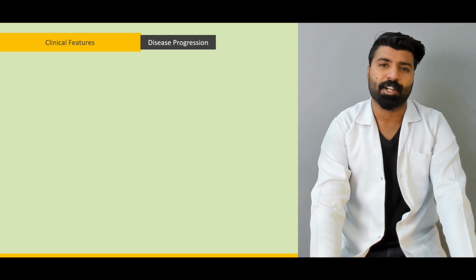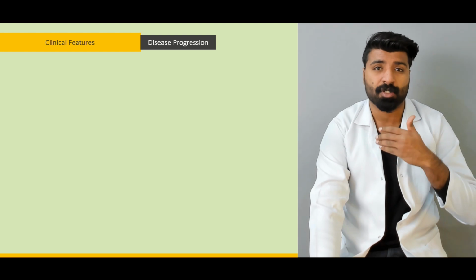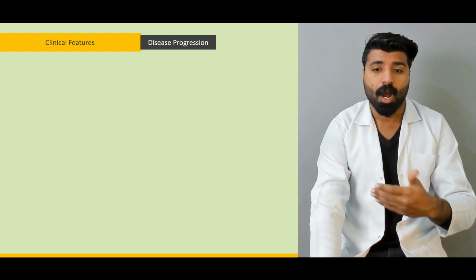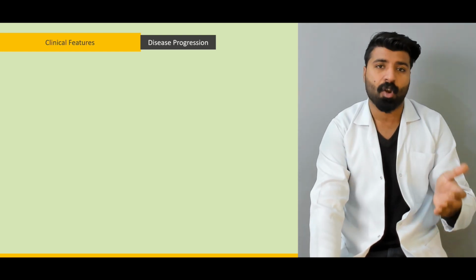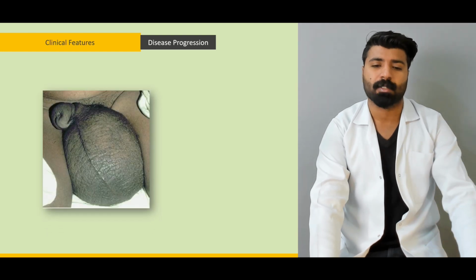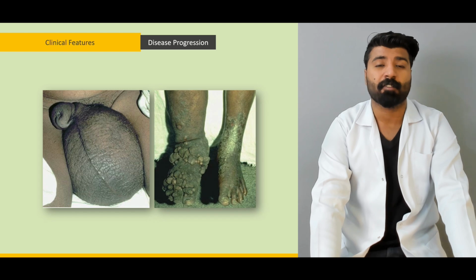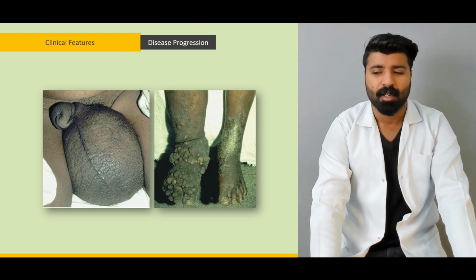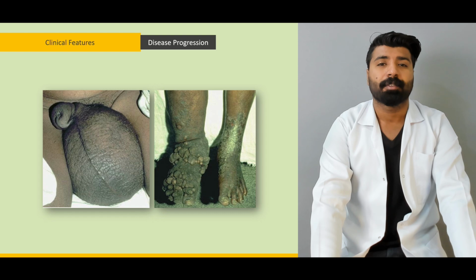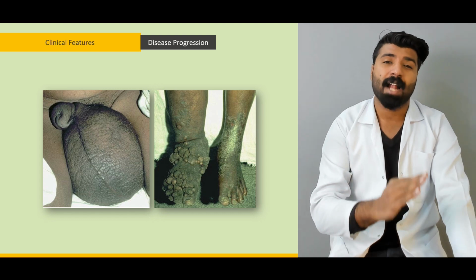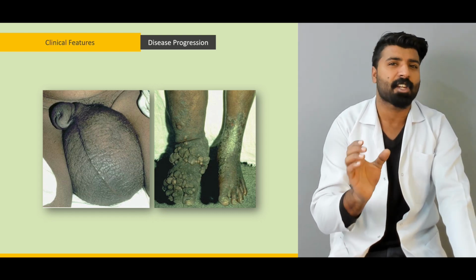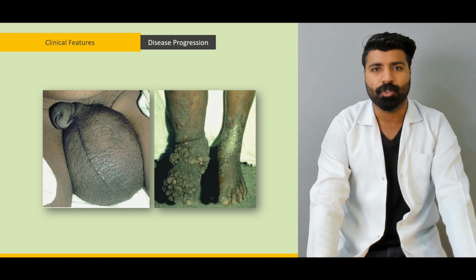Next on, let's talk about the disease progression. Once this pathology is in your system, what are the stages, or how will the disease progress? You can see a picture of hydrocele here. You can see a picture of elephantiasis here. Those are the progressions, the final destinations of this pathology.